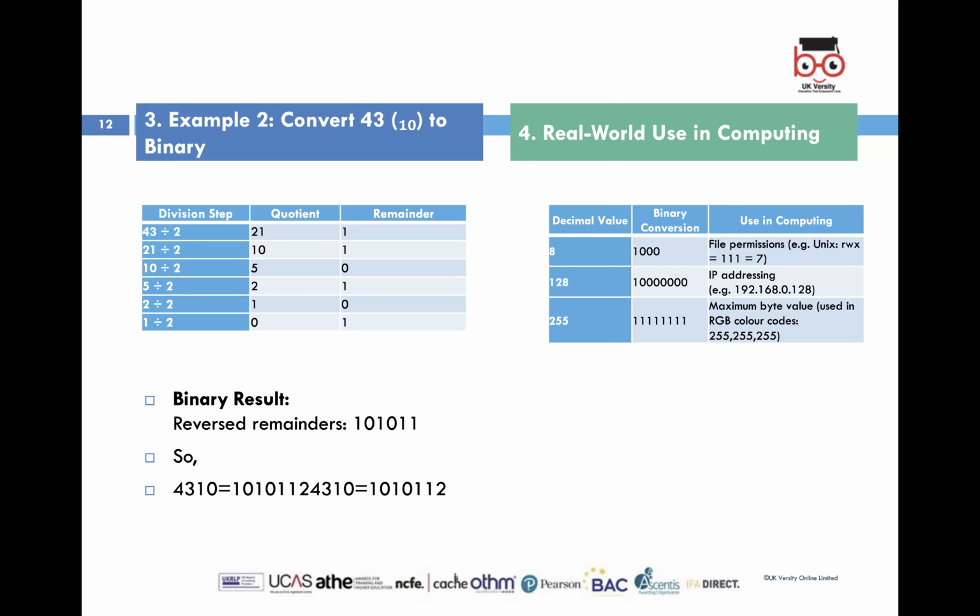Real world use in computing. The decimal value 8 is the binary 1000, and a use in computing is file permissions, for example Unix RWX equals 111 equals 7. 128 is the binary 10000000, and the use is IP addressing. 255 is 11111111, and the use is the maximum byte value used in RGB color codes.